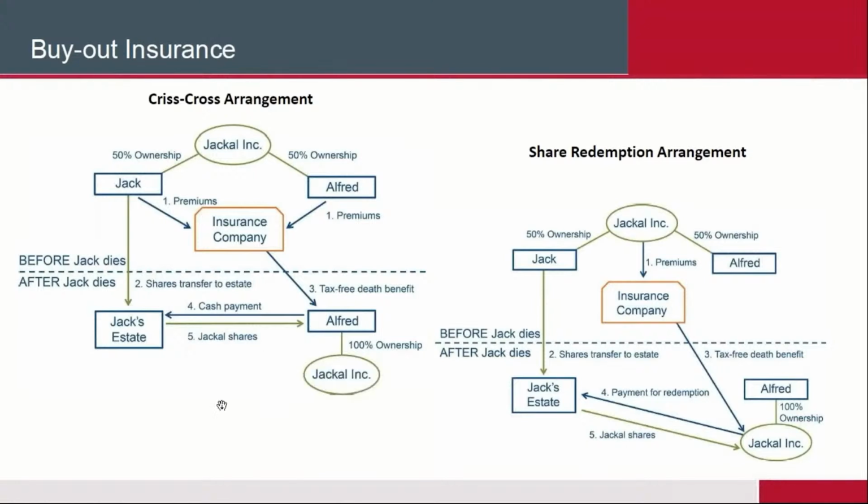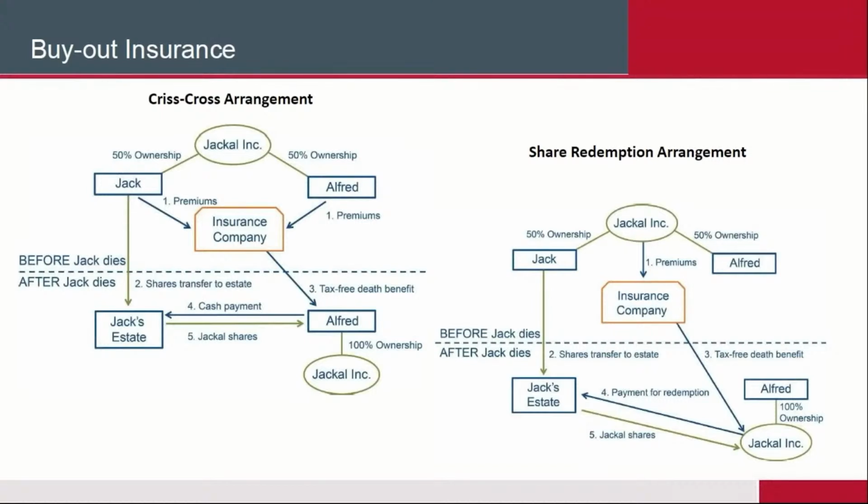So that's why they call it crisscross. I insure you, you insure me. I die, you get a check. You bring that check over to whoever's managing my estate. My estate gives you the shares. You give me the check, and now you own the company. And that's what they call crisscross insurance. Very, very simple way of doing things.